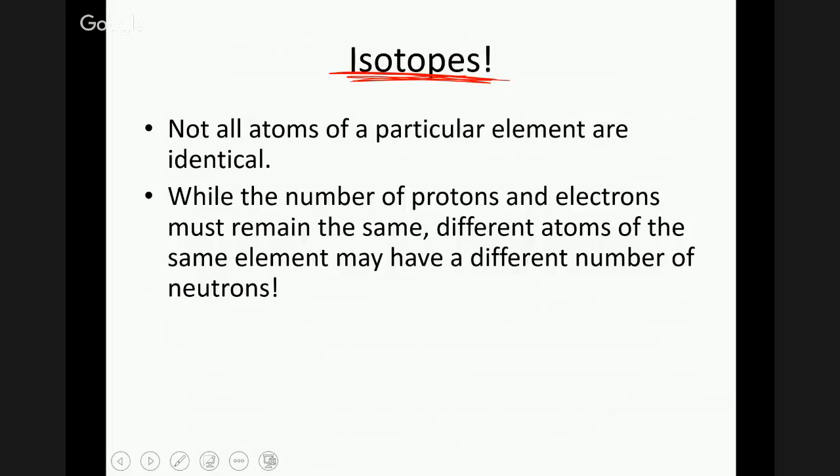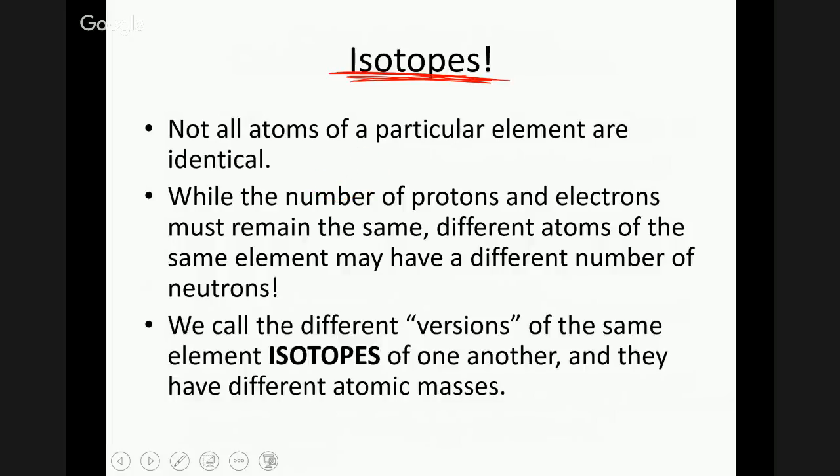In fact, while the number of protons and electrons must remain the same, different atoms of the same element may have a different number of neutrons. Remember we said that 11 protons, by definition, is sodium. And that's true by definition. But the number of neutrons doesn't change the chemical identity. So you can have sodium with extra neutrons or neutrons taken away, and it still stays sodium as long as it has 11 protons.